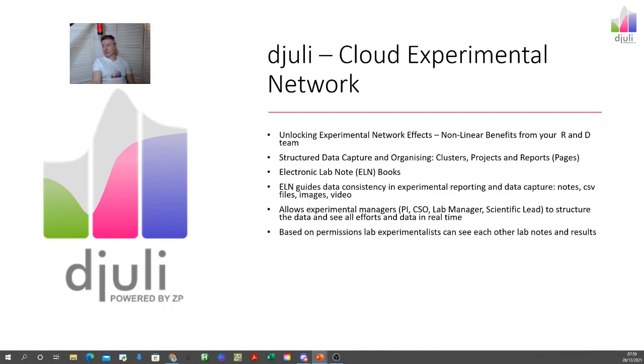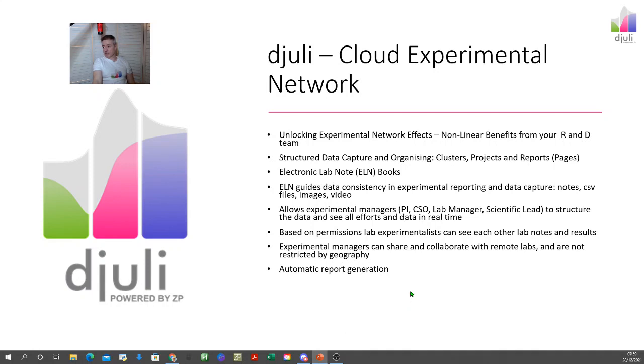And based on permissions, internal collaborators within the same lab can see each other's data. But you can also share the data with remote labs. Because this is cloud based, you're not in any way subject to geographical constraints. The reports, which is the sort of, you have clusters, projects, and reports, have an automatic way of generating reports in terms of a PDF, etc.